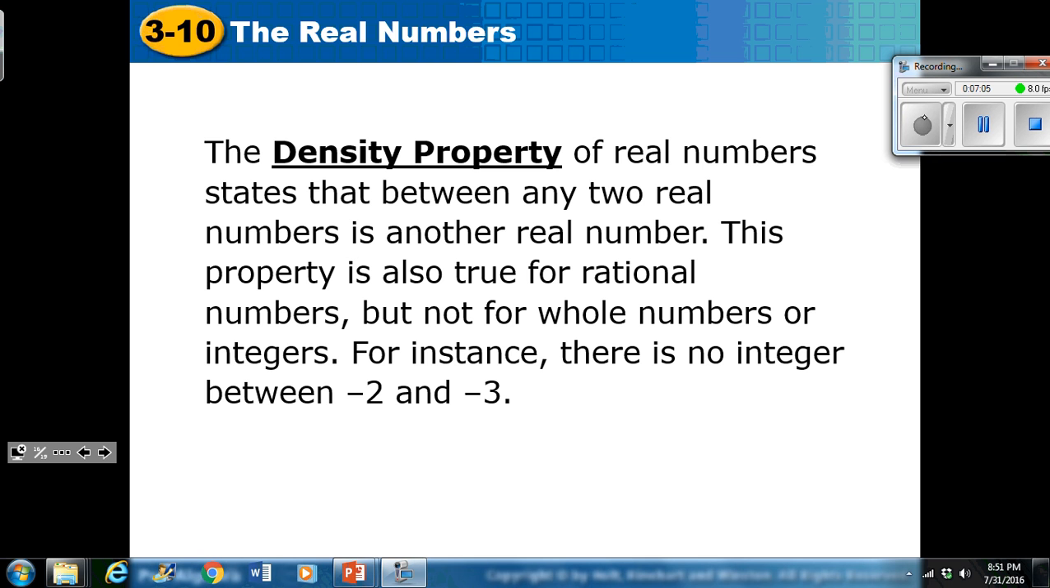Okay, so here's a crazy property you'll never talk about again, probably. It says the density property of real numbers states that between any two real numbers is another real number. This property is also true for rational numbers, but not for whole numbers or integers. For instance, there is no integer between -2 and -3.